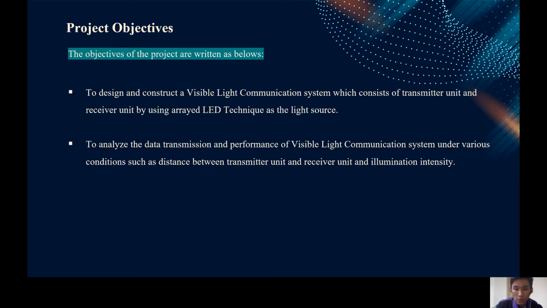Okay. The first objective of this project is to design and construct a visible light communication system which consists of a transmitter unit and receiver unit by using array LED technique as the light source. And the second objective is to analyze the data transmission and performance of the visible light communication system under various conditions such as distance between transmitter unit and receiver unit and illumination intensity.